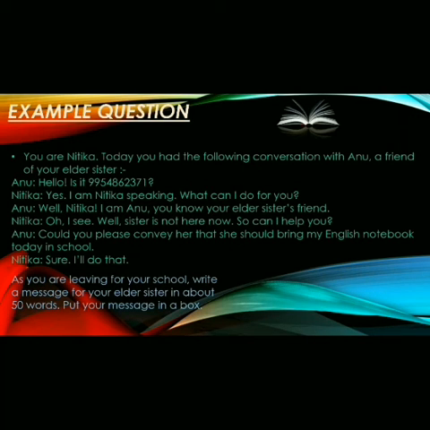So as you are leaving for your school, write a message for your elder sister in about 50 words. Put your message in a box. So in the beginning of this question, I told you that you have to imagine that you are Nitika. And just imagine that you have to leave for your school. You also don't have much time to wait for your elder sister. And that is why you are writing this message. You are not orally passing this message to your sister. You are just writing this message on a piece of paper. And before starting, you must mention the box, and the 50 words limit should be there in your mind.